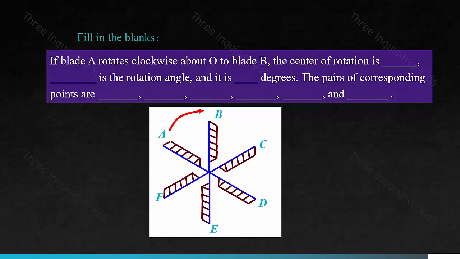So in this case, the center of rotation would be O. We can think of this point as O. And in this case, the transformation is from A to B. AOB would be the rotation angle, and it would be 60 degrees. We can find that by doing 360 divided by the total number of angles here, which is 6. That gives us 60 degrees. The pairs of corresponding points are A and B, B and C, C and D, D and E, E and F, and finally F and A.